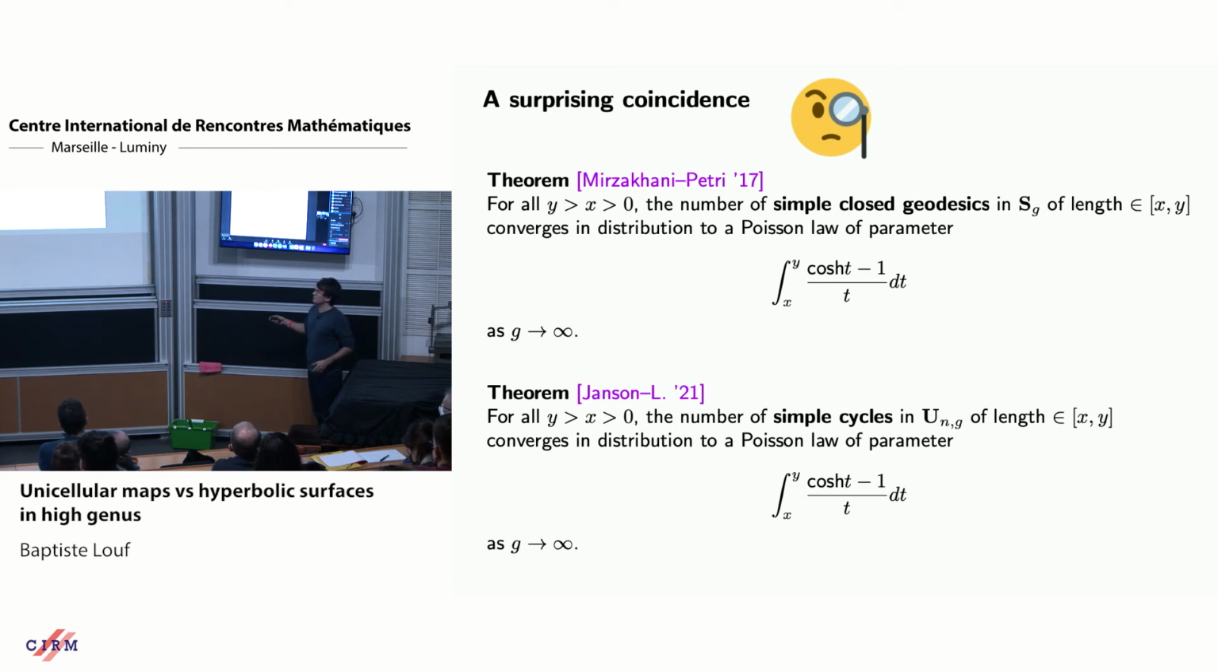And in both papers, there's actually a bit more than this convergence. For those who know, it's a Poisson point process convergence, which means that if you take several disjoint intervals, you have a convergence to independent Poisson variables. But that's mostly a technical detail.